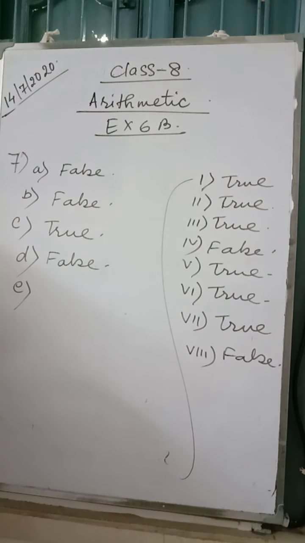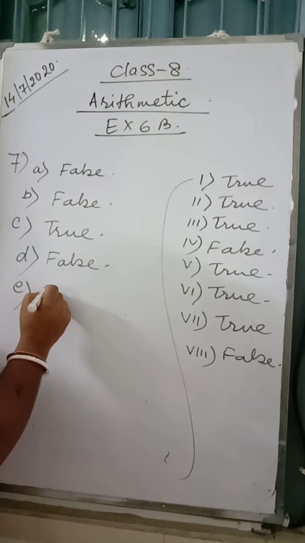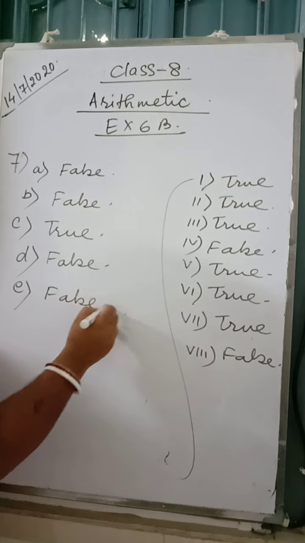Number 5. B is equivalent to C. No, they are not equal members. They didn't have. So this is also false.